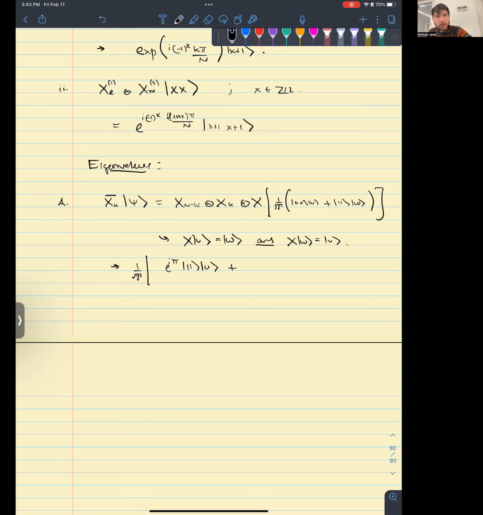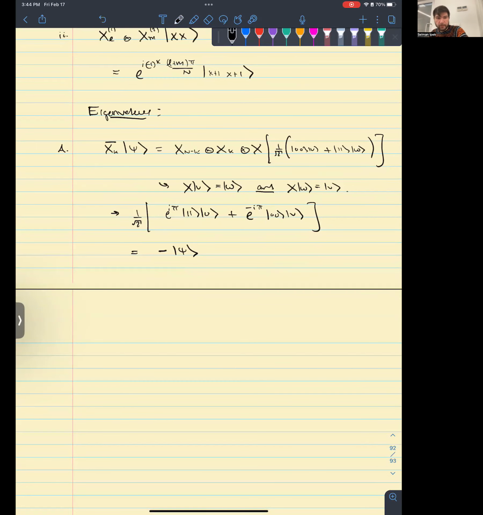Plus, from the other side, because of the fact that there's a 1,1 here, we have e to the minus i pi, 0, 0, nu, which is just equal to minus psi, because e to the i pi and e to the minus i pi are the same. So that's the eigenvalue for the first one.